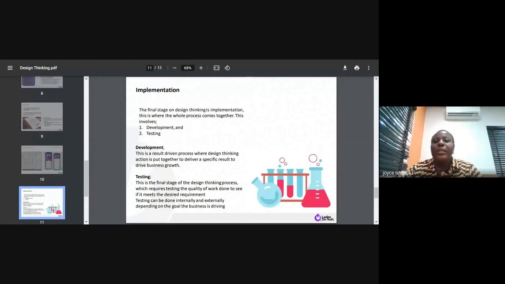it's where I have implementation. Unlike a lot of people that put the final stage as testing, I put it as implementation, where I break down implementation into development and testing. Going from the beginning, we spoke about understanding the problem, the ideation stage, prototyping, and collaboration. That is your brainstorming session with yourself and your team members.